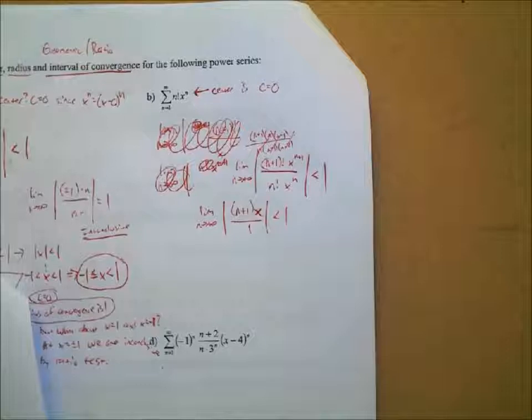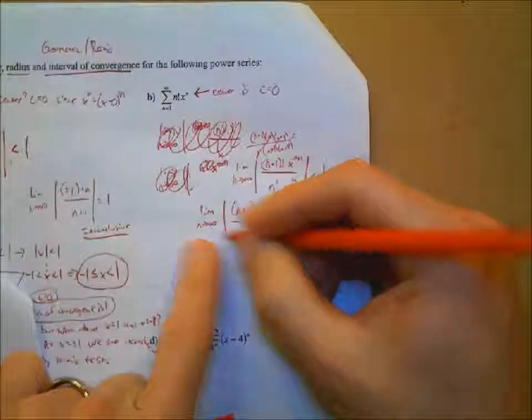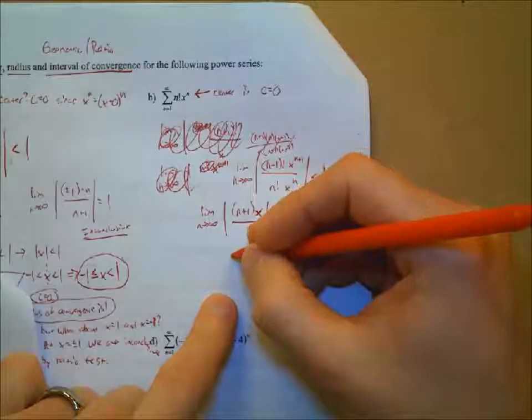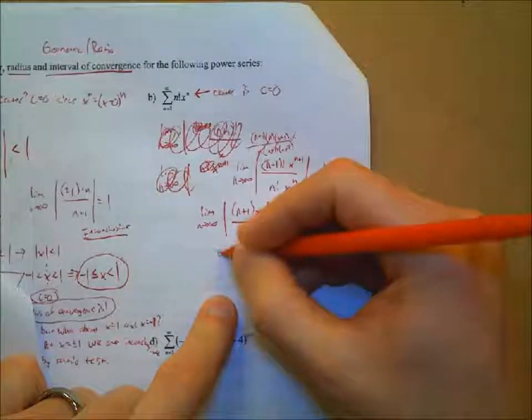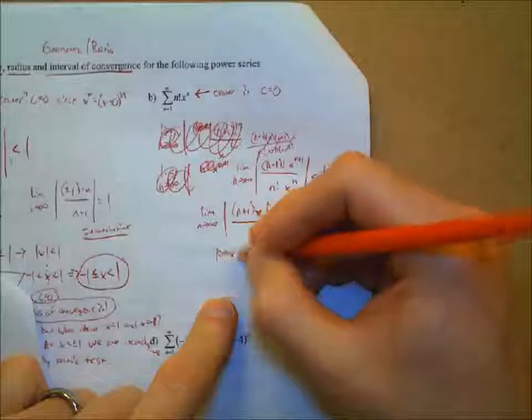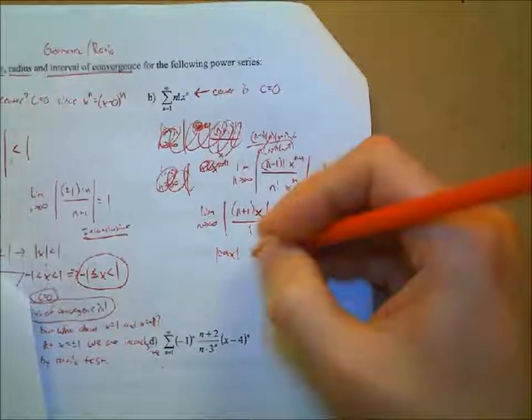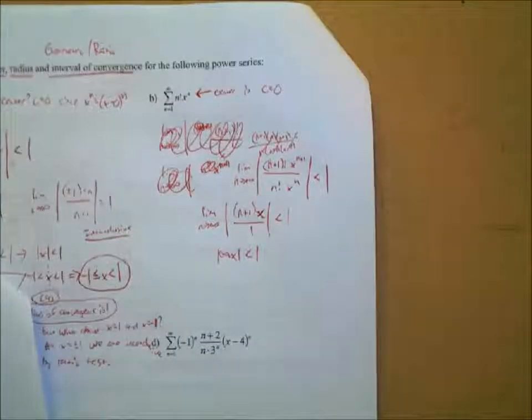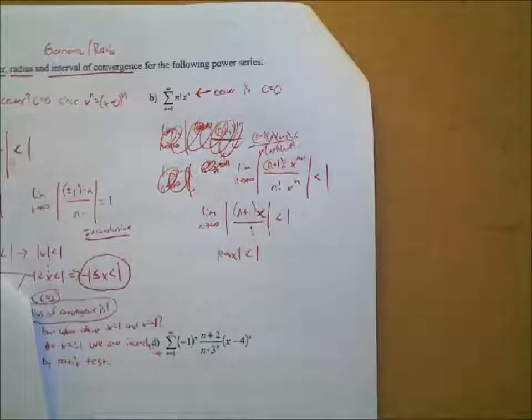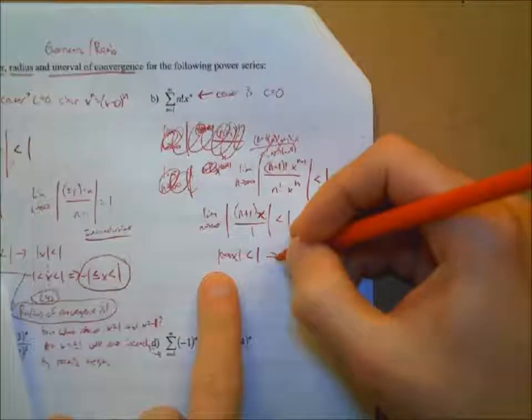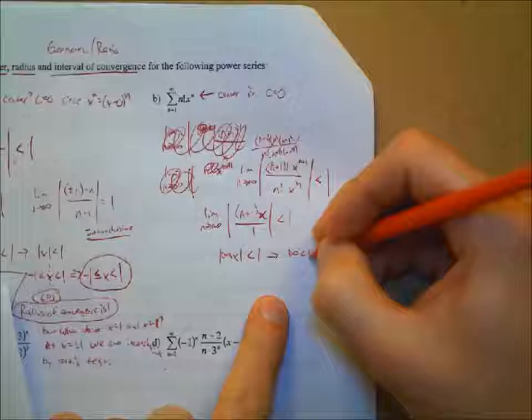Okay, so now we plug in infinity, or like imagine direct substituting here, and we get infinity times x. Okay, is that an indeterminate form? Can we apply L'Hopital's here? No. So infinity times x is really infinity less than 1, and that is never true.